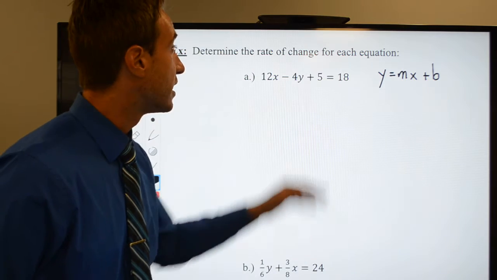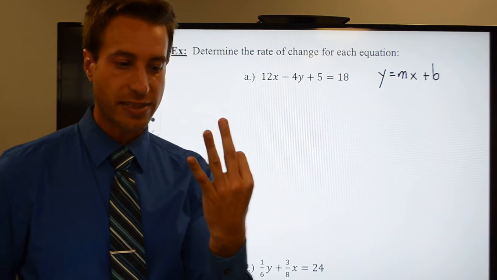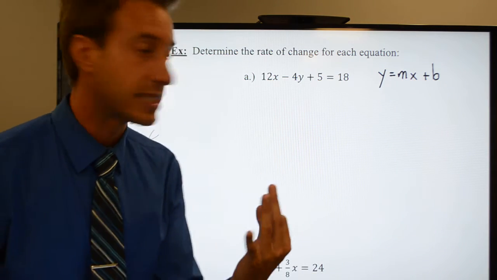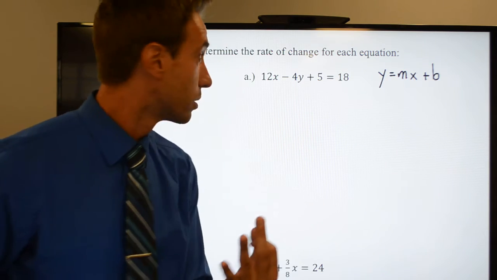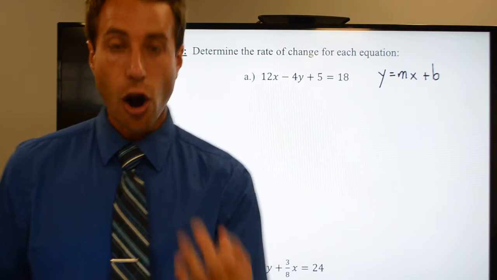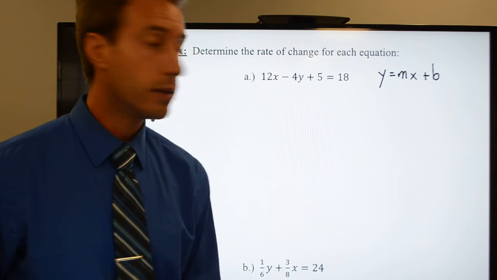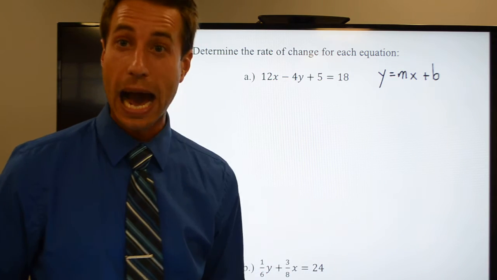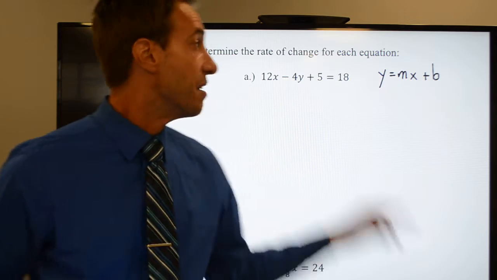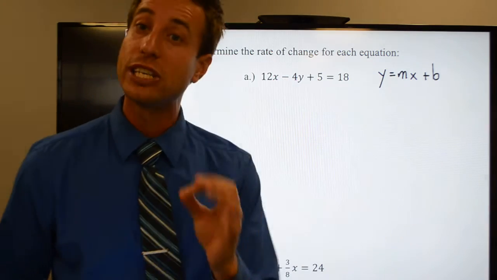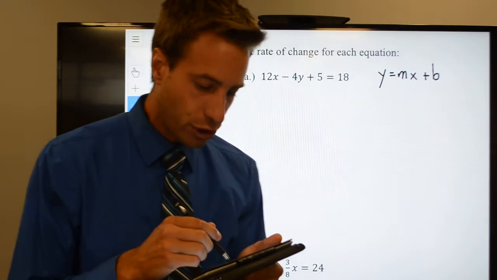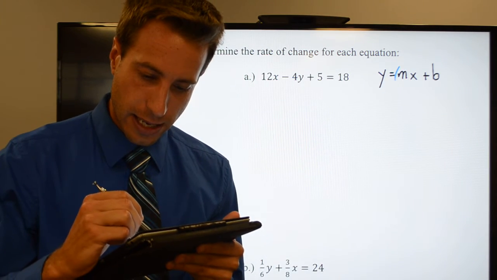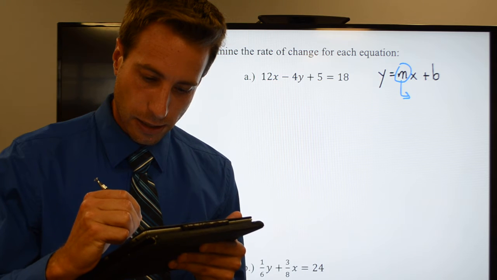Well, I know that this is linear because I checked my 3 things. Do I have any variables multiplied together? No. Am I dividing by any variables? No. And are all of my exponents 1? Yeah. Since I pass all 3 tests, this is a linear function, which means it can be written in this form, and that is huge for us because this guy right here is my slope.